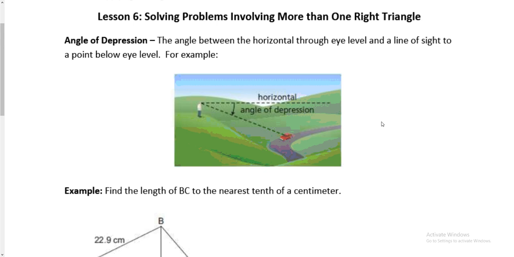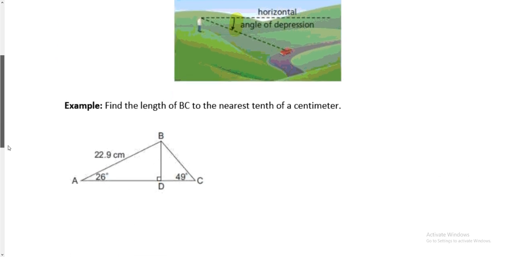All right, this is our last lesson in trigonometry, and this is where we're going to be solving problems with more than one right triangle. The first definition that we need to know, and the only one for this lesson, is the angle of depression, the angle between the horizontal through eye level and line of sight to a point below eye level. So it needs to be below the horizontal. Angle of inclination is above the horizontal because it's inclining.